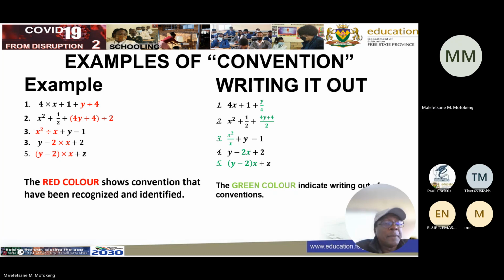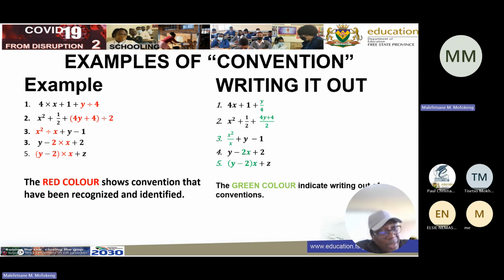Example number 3: x squared divided by x plus y minus 1. The red one, you need to do a convention on it, which is going to be x squared divided by x plus 1 minus 4. Number 4: y minus 2 multiplied by x plus 2. The red ones show the convention that is supposed to be recognized and identified. Then we have y minus 2x plus 2.